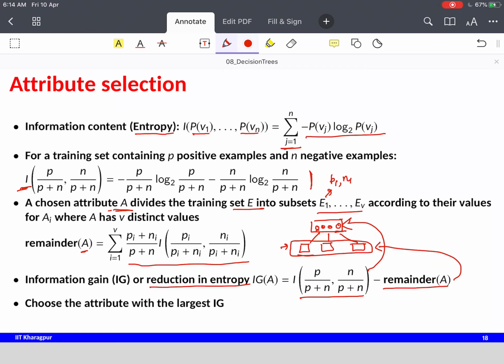So I know the information content at that level, because among these examples some are positive, some are negative. And once we partition based on attribute A, I observe this, and I can actually measure the entropy for that observation, which is the remainder of A, that we can compute using this expression. Now I would like to find out the information gain. So if I choose attribute A, then how much information am I gaining, or what is the reduction in the entropy that I have.